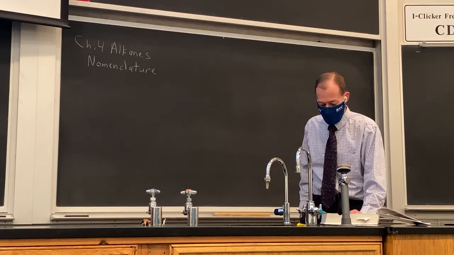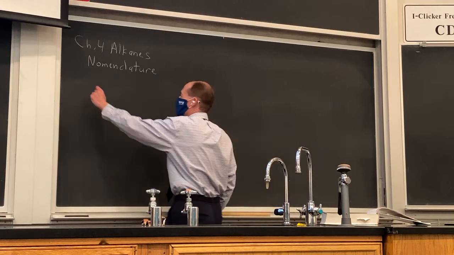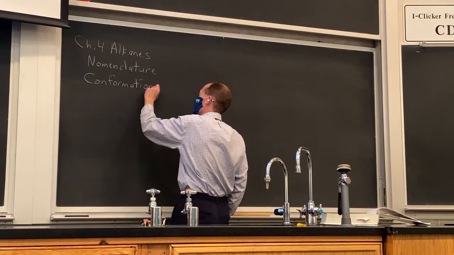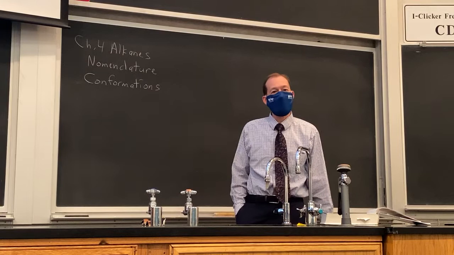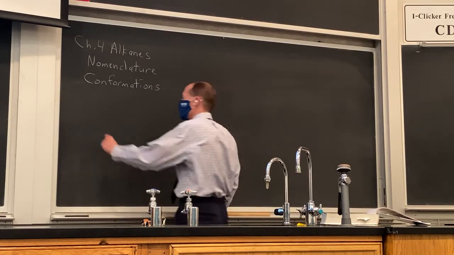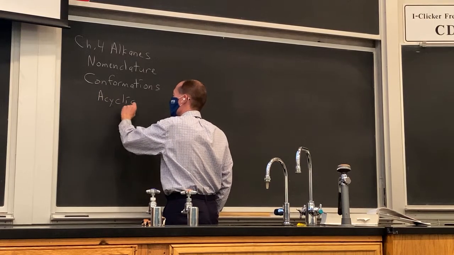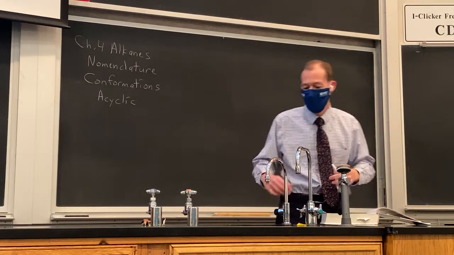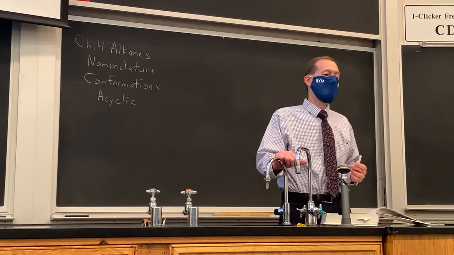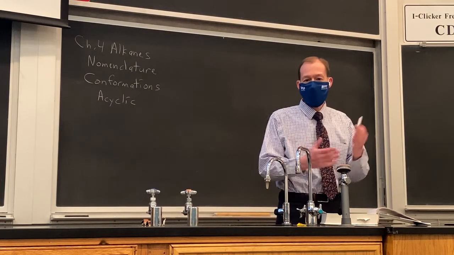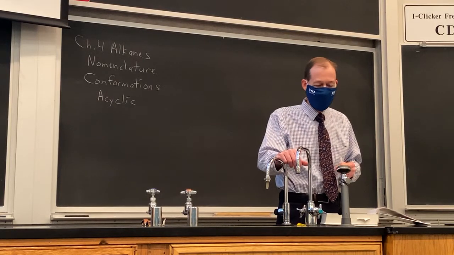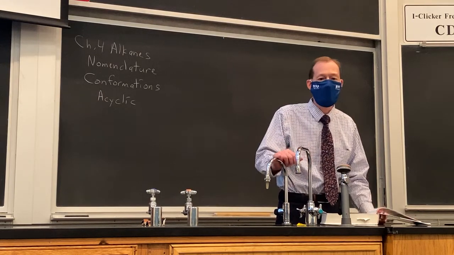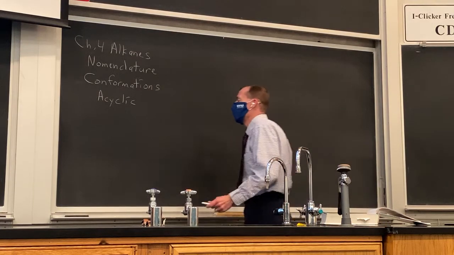So then the other thing we focused on in this chapter was conformations. We started looking at the three-dimensional structures of organic molecules. And we started with our acyclic alkanes. And we had a whole bunch of vocabulary words. I'm not going to write them up on the board, but we looked at Newman projections, and we looked at staggered versus eclipsed conformations. We looked at anti-relationships versus gauche relationships.